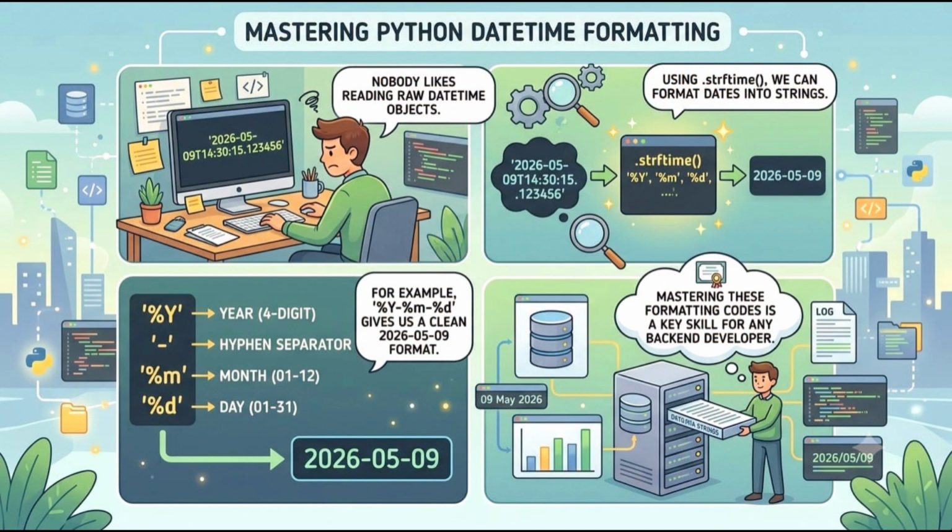Nobody likes reading raw datetime objects. Using .strftime, we can format dates into strings. For example, %Y, %m, %d gives us a clean 9th of May, 2026 format. Mastering these formatting codes is a key skill for any backend developer.